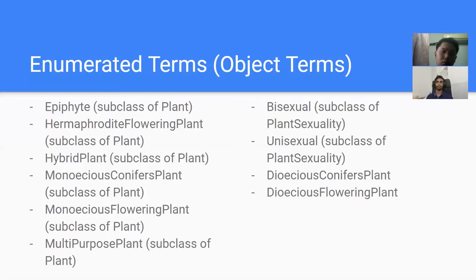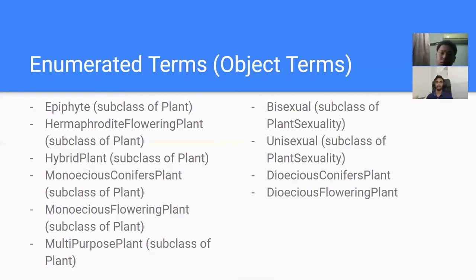Monoecious conifer plant, a subclass of plant, is a plant that has both male and female reproductive organs and does not have any flower. We can classify plants as monoecious conifer plants when a plant has some female conifer and male conifer on the same plant.